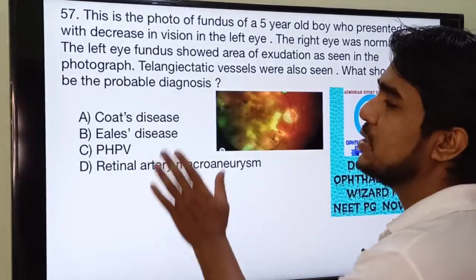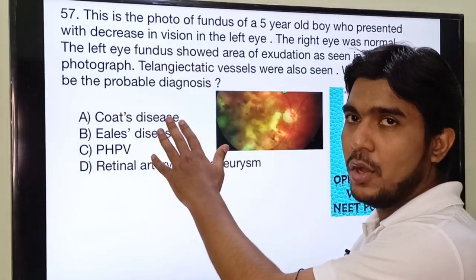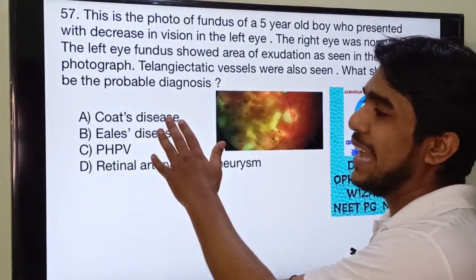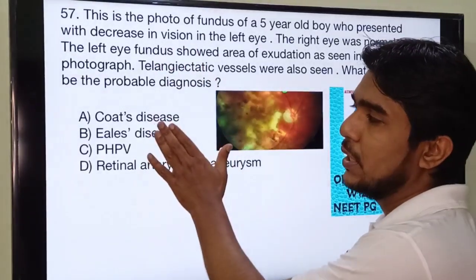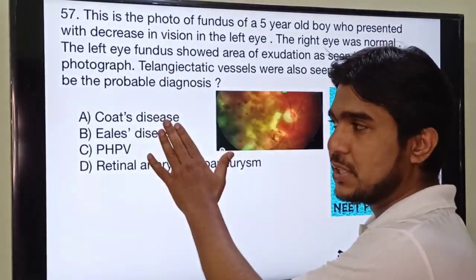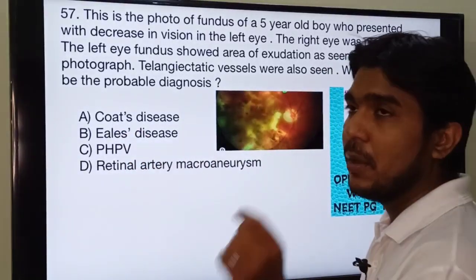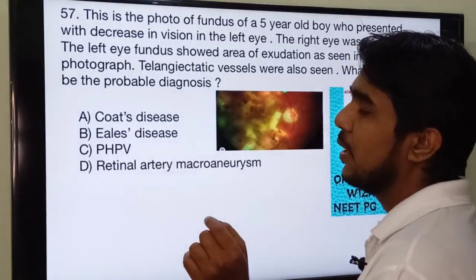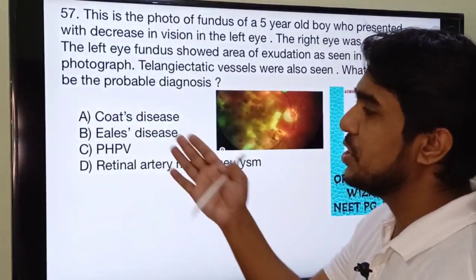See, Coats disease occurs in boys around 8 years, unilateral, and can be associated with exudations and telangiectasia. The whole scenario is pointing to the diagnosis of this condition. But let's rule out the other options. Eales disease occurs in young males. Vitreous hemorrhage is the most common thing. No telangiectatic vessels in Eales disease. So Eales disease is ruled out.